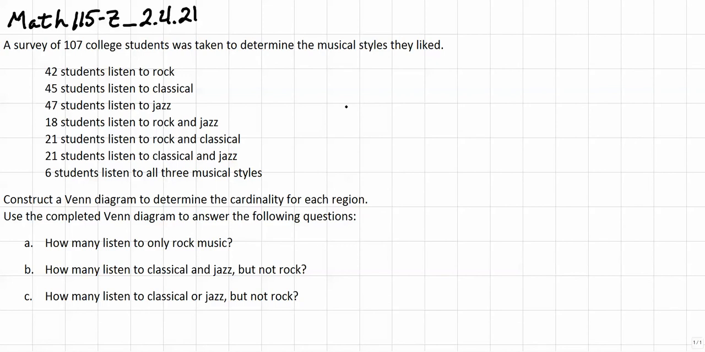A survey of 107 college students was taken to determine the musical styles they liked. 42 students listened to rock, 45 students listened to classical, 47 students listened to jazz, 18 students listened to rock and jazz, 21 students listened to rock and classical, 21 students listened to classical and jazz, 6 students listened to all three musical styles. Construct a Venn diagram to determine the cardinality for each region.